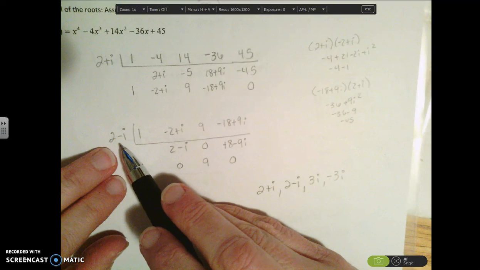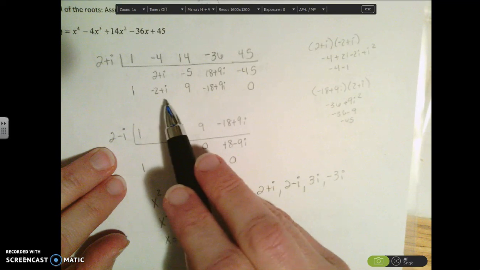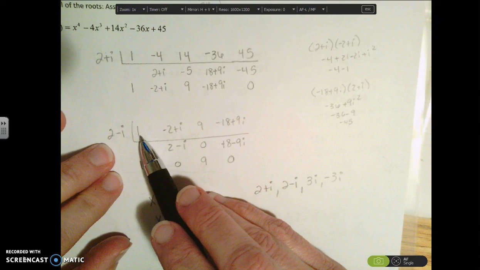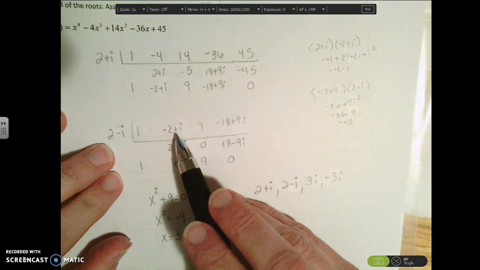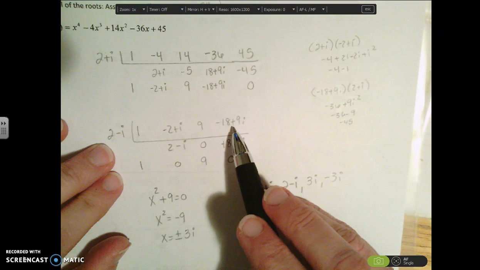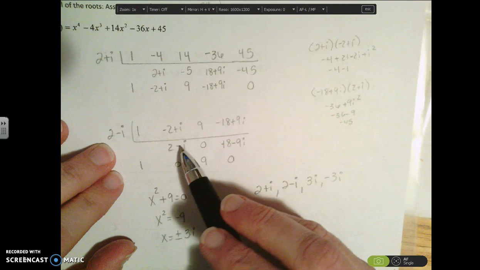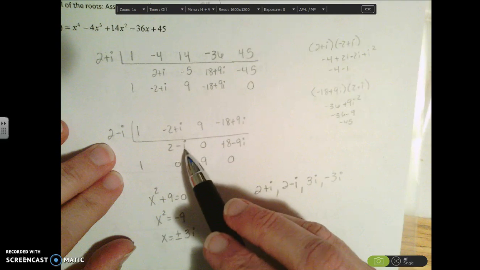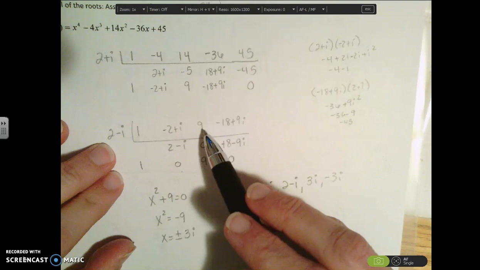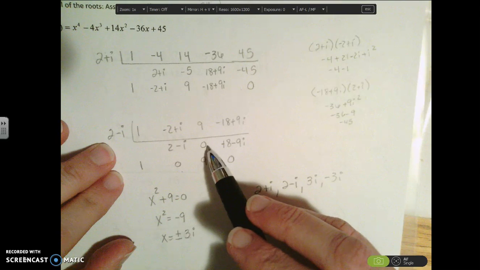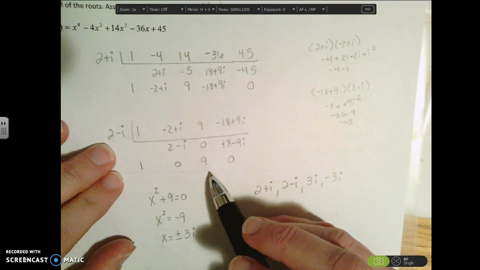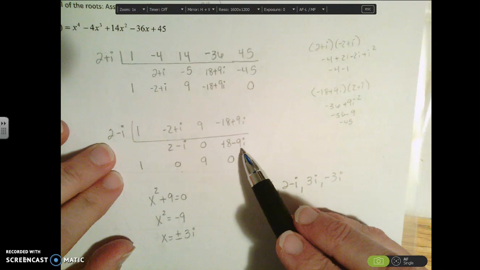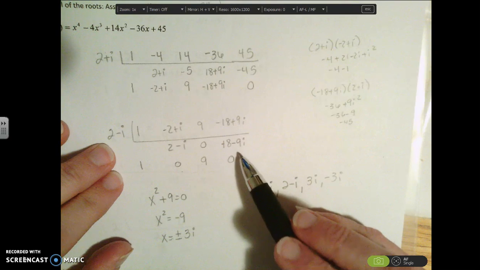Now I'm going to divide out 2 minus i, and I'm going to use this polynomial as my next root. So instead of having the 1 and negative 4 here, I have the 1 and the negative 2 plus i, the 9 and the negative 18. So I bring that down, I get 2 minus i, the negative 2 and the positive 2 cancel out, and the i and the i cancel out. Then I bring down, put the 0 up here, and I get 9 minus 0 is 9. 9 times the 2 minus i is 18 minus 9i, and then those things cancel out.